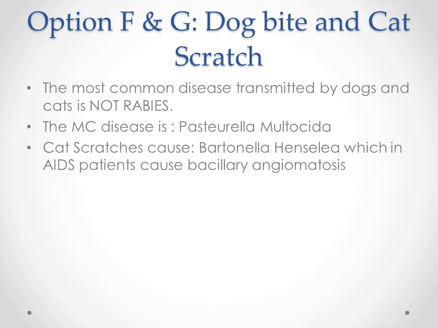So that is about the bites of these two organisms, but there's also a disease called cat scratch fever, which is because of a microorganism known as Bartonella henselae. Bartonella henselae causes cat scratch disease in normal people, in people who do not have any secondary immunodeficiency. But in AIDS patients, Bartonella henselae can cause a very severe disease known as bacillary angiomatosis. Remember that also, bacillary angiomatosis is also an important disease which can be asked.